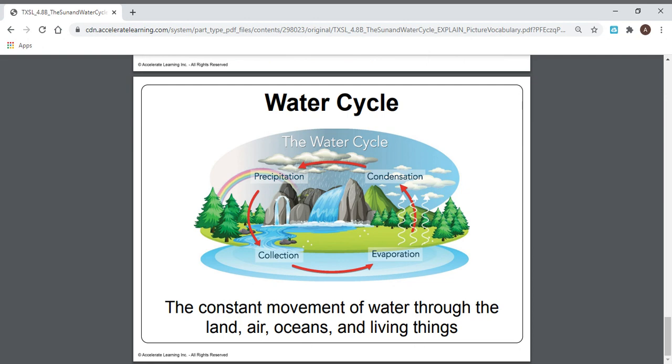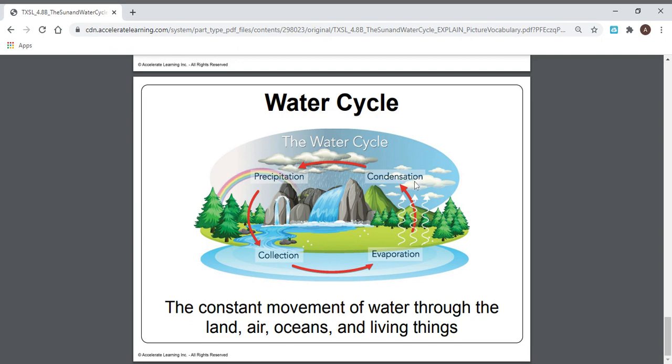Last is the water cycle, the constant movement of water through the land, air, oceans, and living things. So we can see here, we have water here, and then once heat from our heat source hits the water, it heats up the water, and we have evaporation happen. Obviously it's the liquid to the gas that comes up.